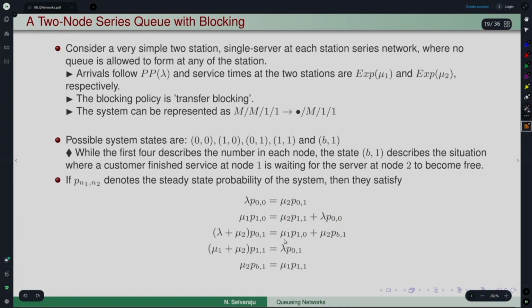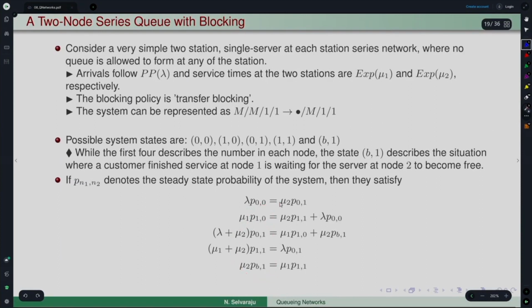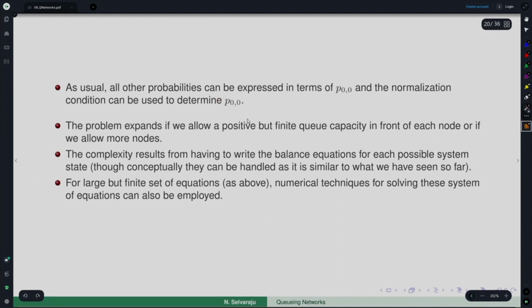Similarly, for 0 1, it can come from 1 0 after a service completion, or from block 1 with mu 2: if the customer in node 2 is released, then from block 1 it will move to 0 1. And from 0 1 either an arrival can happen to make it P(1,1), or a service completion at mu 2 will bring it down to 0 0. Similarly, you can write for 1 1 and B1 also. So, this is the set of equations. Now, what one can do in principle, as usual, is that all other probabilities can be expressed in terms of P(0,0), and you can use the normalization condition to determine P(0,0), right.